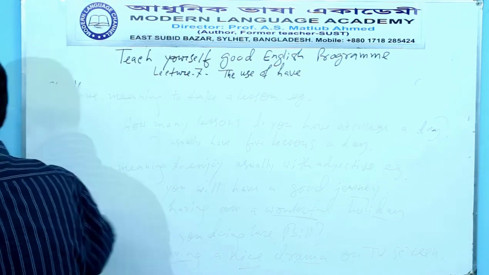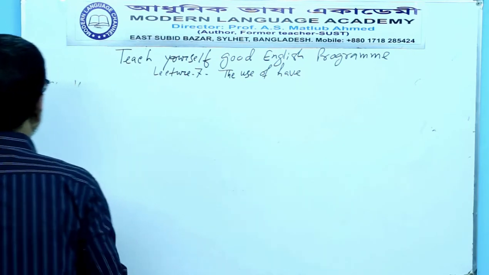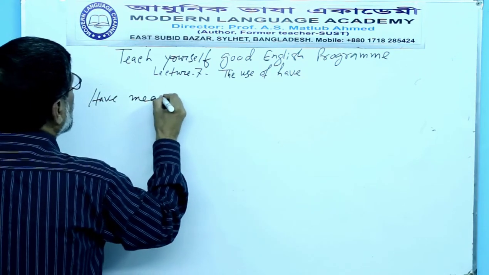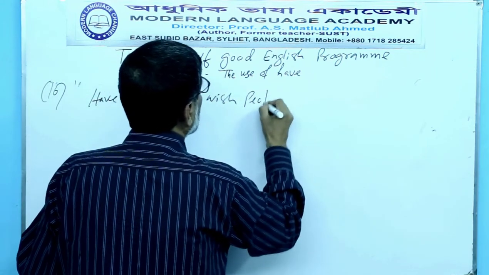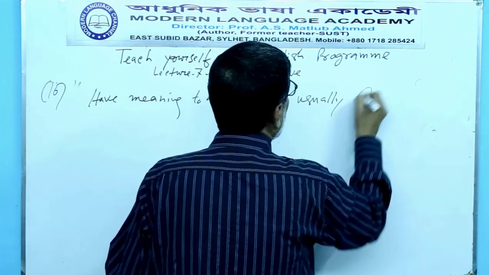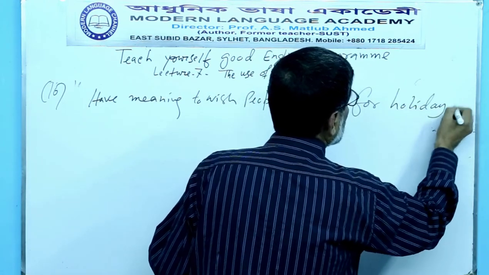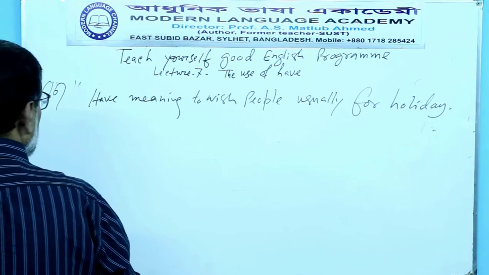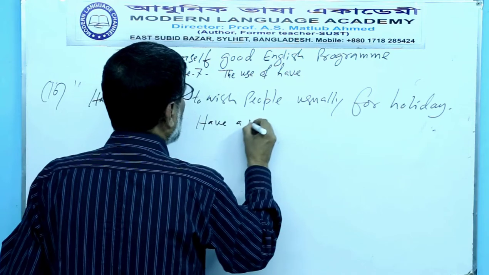Number 10. Have, meaning to wish people, usually for holidays. At the time of holidays and farewells, we wish one another. This have is used wonderfully to wish people. For example, have a nice journey. Have a nice journey.